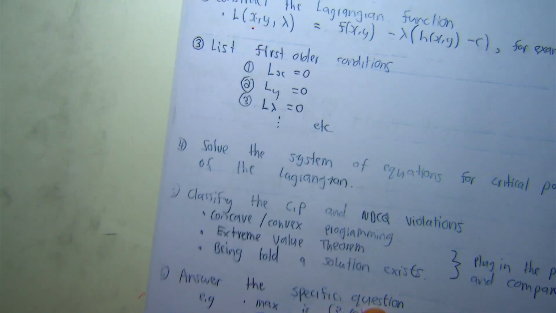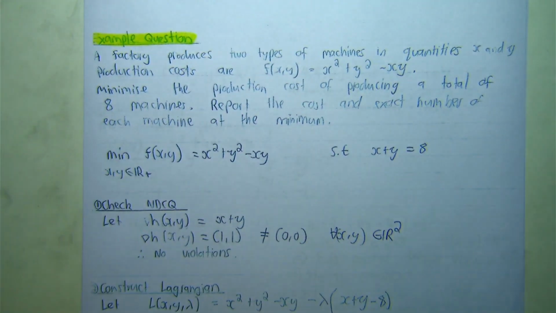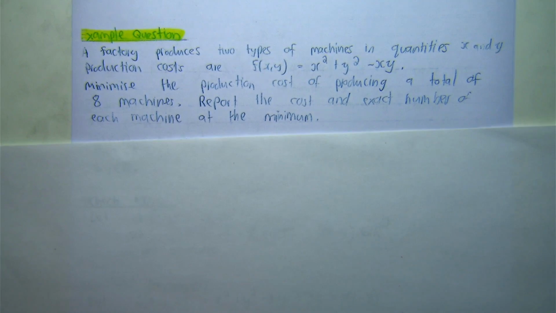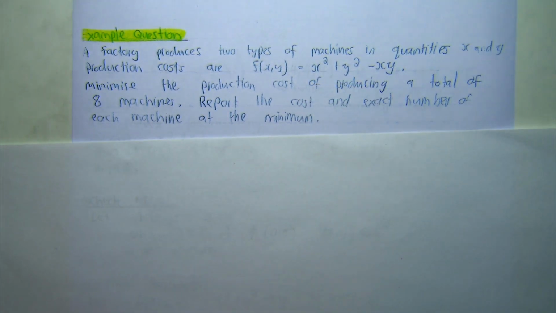A fitting way to end this video is to actually look at a question ourselves. So let's use the Lagrange theorem to answer this question here. A factory produces two types of machines in quantities x and y. Production costs are given by x squared plus y squared minus xy. Minimize the production costs of producing a total of 8 machines. Report the costs and exact number of each machine at the minimum.